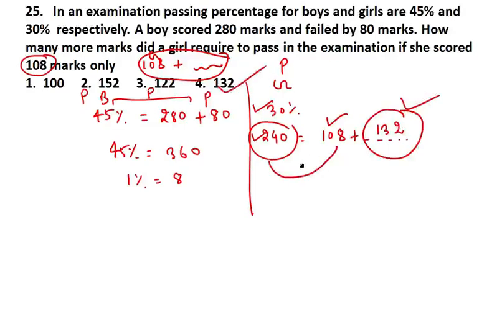Just minus this. Okay, you get 132. This is already passing mark, but she got only 108. So just minus, you get 132. She required 132 more. Option number 4.